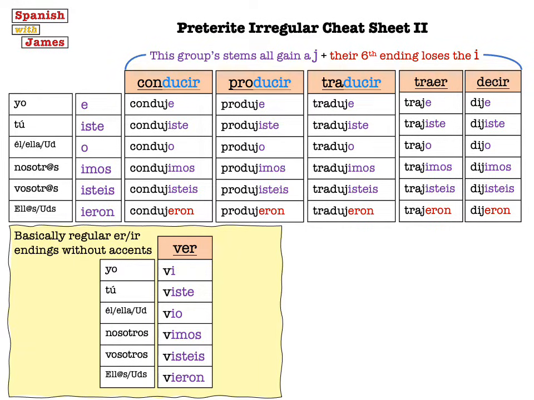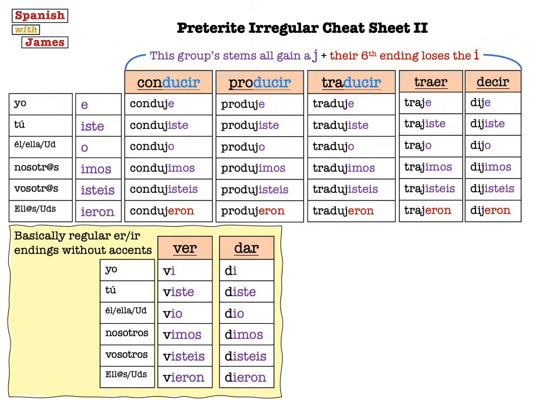And then vio as well, it's just vio, it's only got 2 syllables, we don't really need the accent. Dar is a bit more weird because it's an AR verb, so if we take the AR off, we're left with D, so that's our stem, that's the one we're going to use. But we don't add the AR endings, we add the ER, IR endings without the accent. So that's why it's good to think about this one alongside ver, because these are the 2 that use the exact same endings.